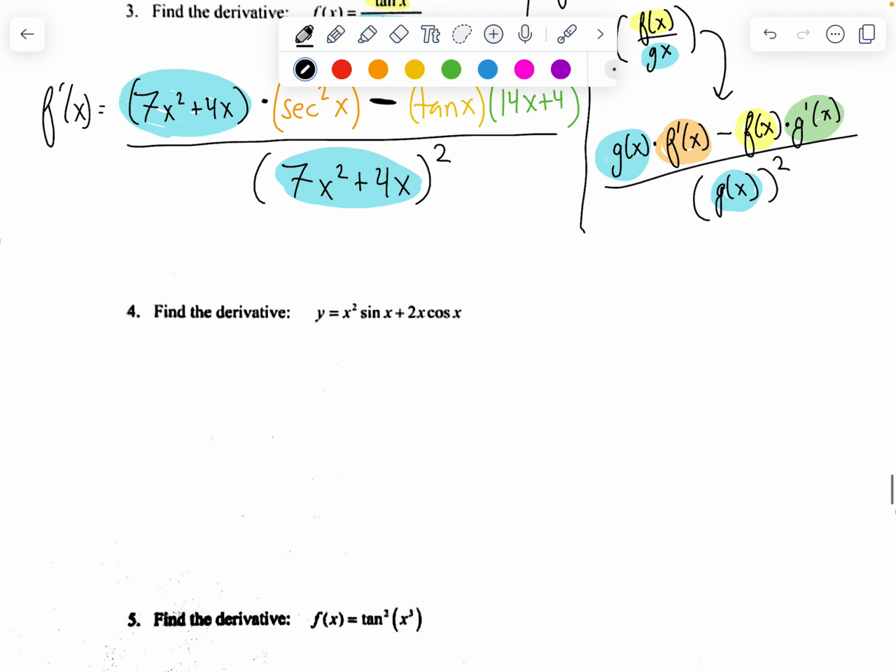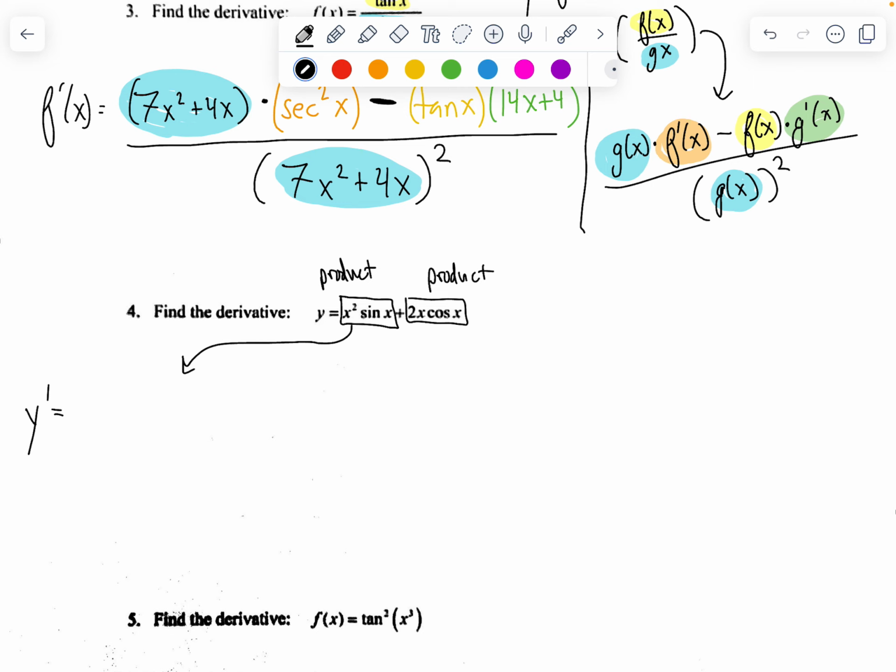Number 4, find the derivative of this awful looking, terrible, unbeautiful thing. Let's do it. So if we do, oh my gosh, we have a product and another product. Oh my gosh. Okay, we have two products. So let's do the derivative here. This is going to be so much fun.